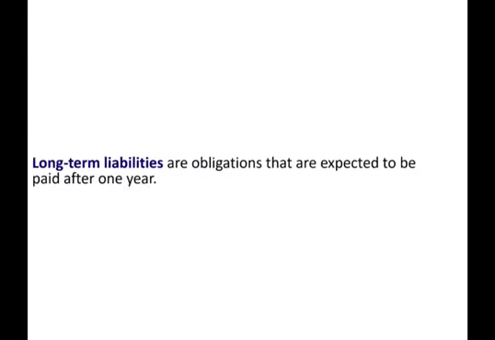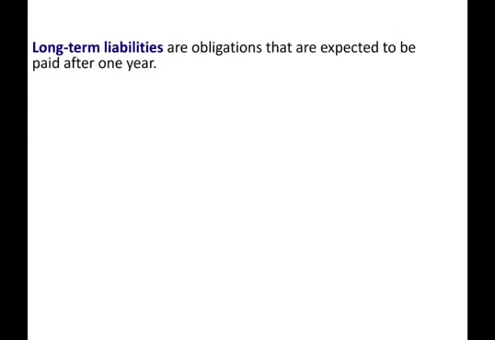So let's talk about long-term liabilities. What are long-term liabilities? Well, when we say long-term, it is in contrast to short-term. And in the prior two sessions, we looked at short-term liabilities. Short-term liabilities are liabilities that are going to be paid within 1 year or the operating cycle. Long-term are obligations that are expected to be paid after 1 year. So they're going to be with us longer than 1 year.